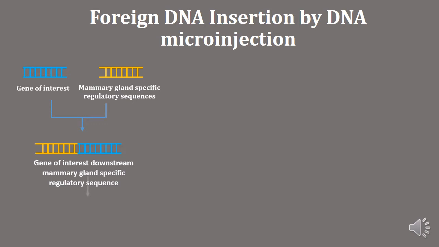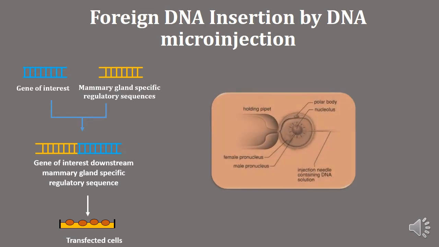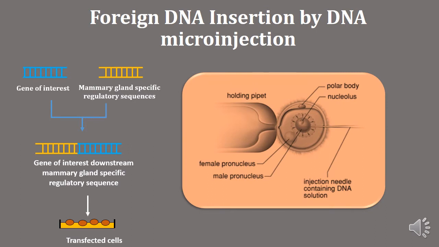We will then transfect an early stage fertilized egg with this expression vector, and then those transfected cells will be grown in a petri dish. This transfection process actually involves the DNA microinjection, which I can explain to you with the help of this figure.